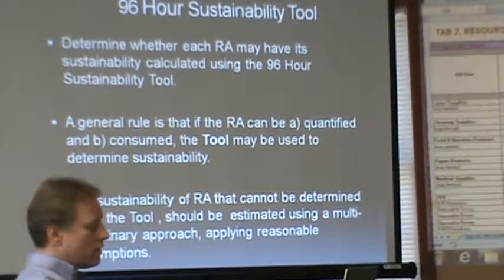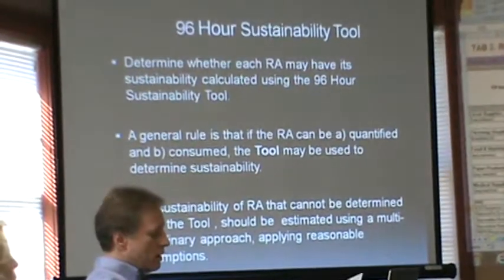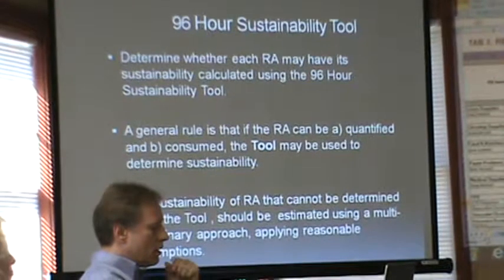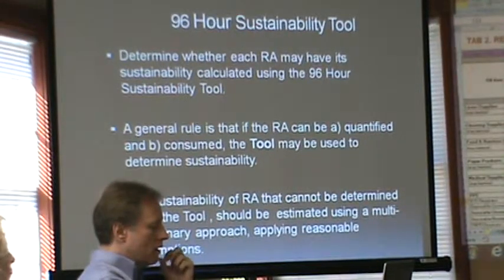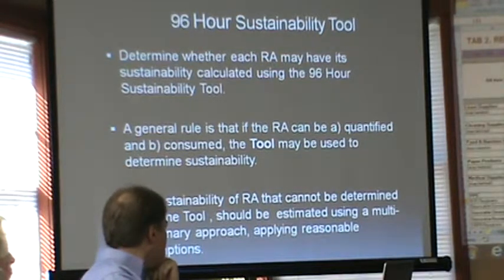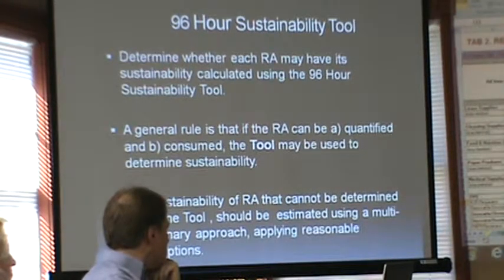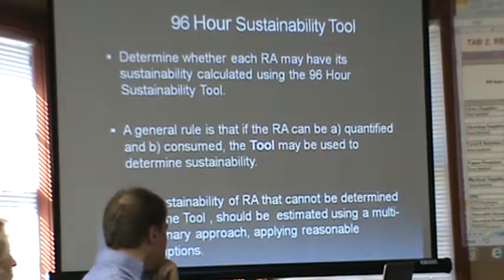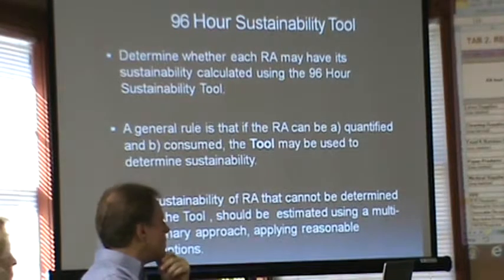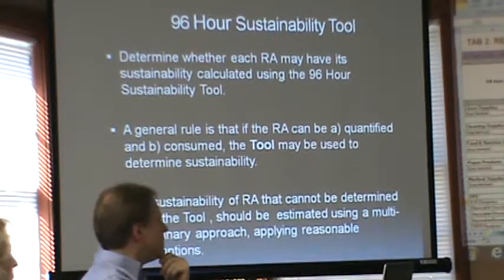So we've determined our list of resources and assets that are essential for emergency operations. Now we need to decide which of those resources and assets we can use this tool for in order to calculate the sustainability period. A general rule for deciding whether you can use this tool or not is: is the resource and asset going to be quantified?